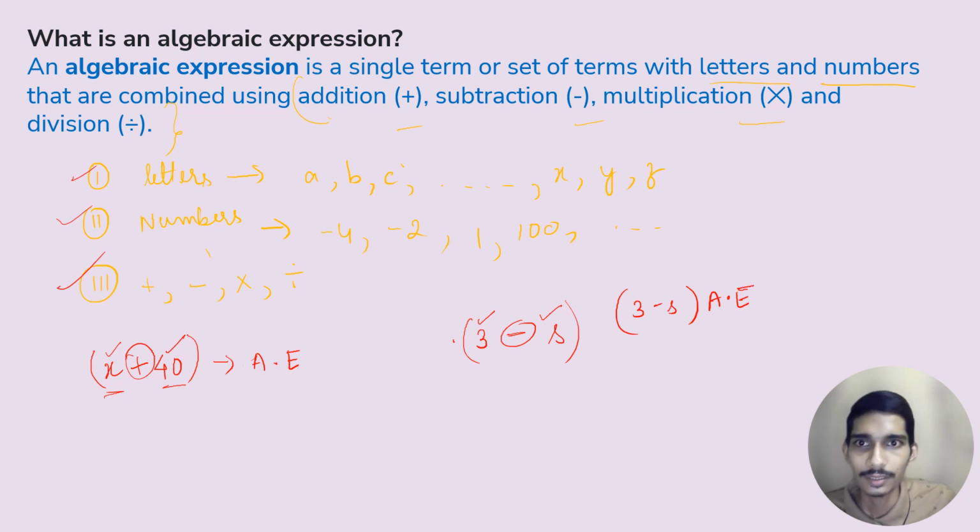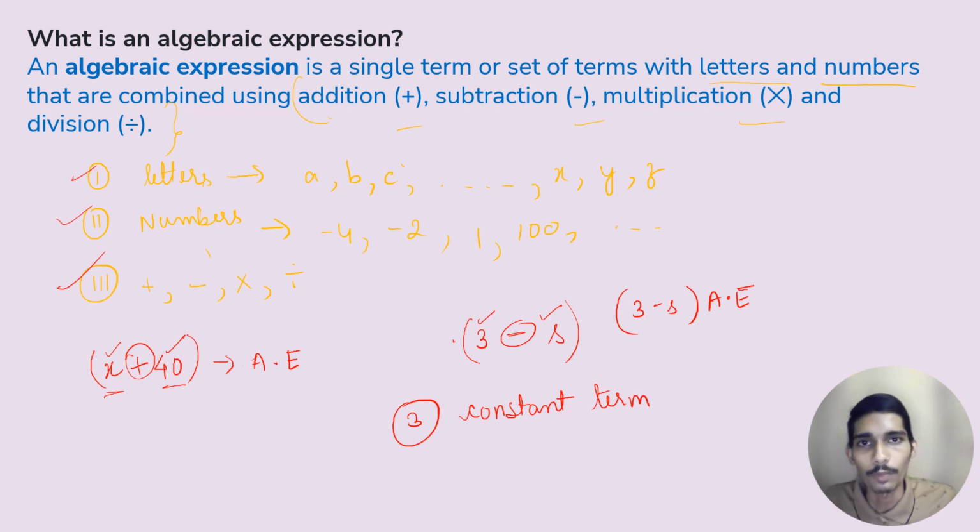Is it clear? But when there is only a number, suppose it is written 3, then it is also a part of algebraic expression, but we use a specific term for it, that is constant. We will say it is a constant term.